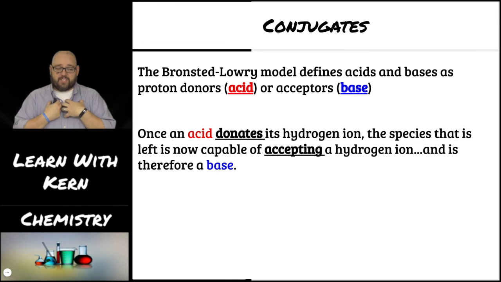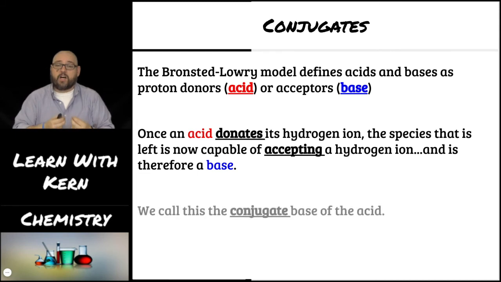So if I'm an acid and I give up a proton, once I give up that proton, I am now able to take a proton from something else. So if I'm an acid and I give up that proton, I am now able to accept one and I am now a base. We call that the conjugate base of the acid. So the acid gives up its proton and becomes a base because now it can accept a proton.